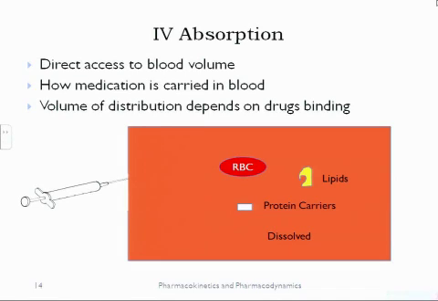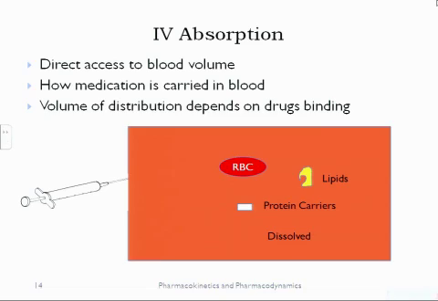Anyway, IV absorption is direct access to the blood volume. But once you give medication, you've got to think about it: even blood has its own compartments. Blood's not straightforward in the sense that it has cells, it has proteins, it has plasma, but it also has lipids in it. So that makes blood actually many different little compartments.